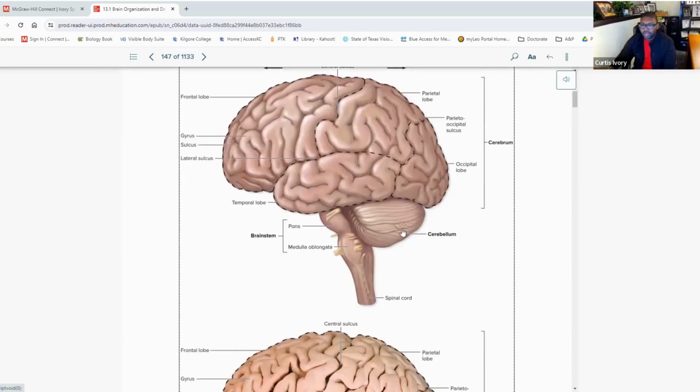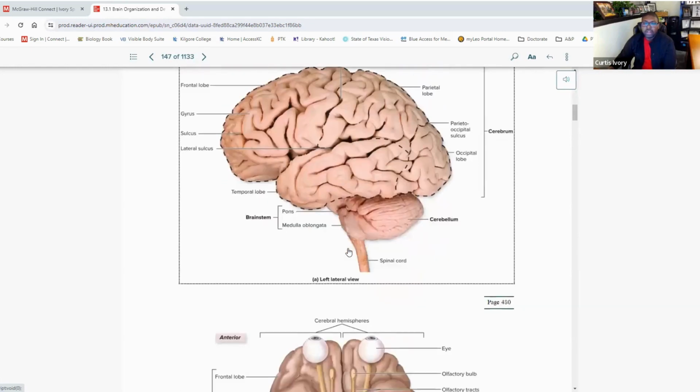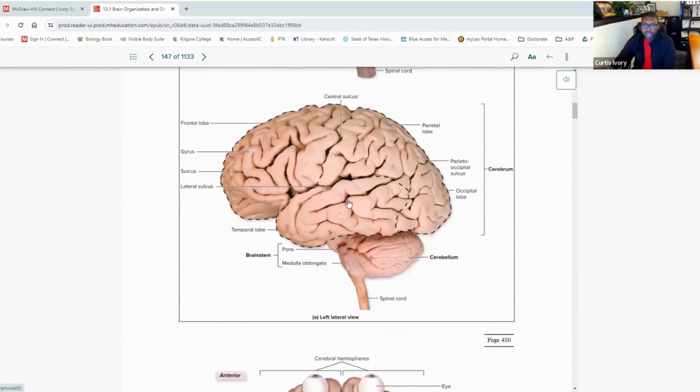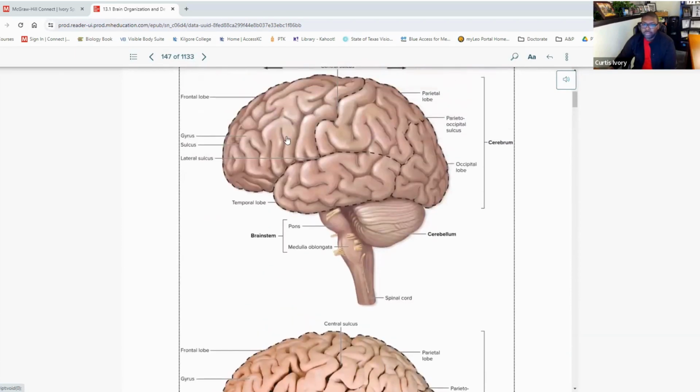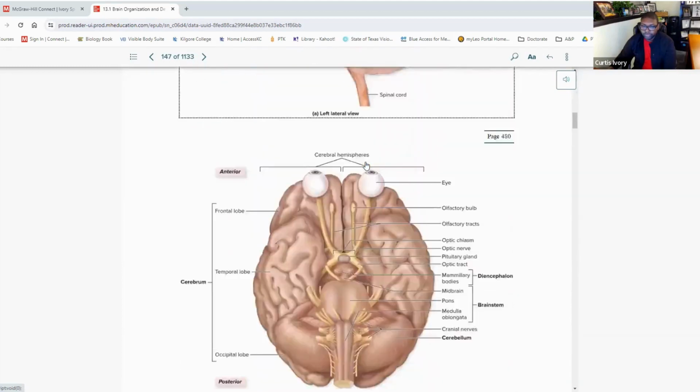Additionally, we have the cerebellum that's down here. That's going to be at the inferior portion of our brain. And then we have the pons and the medulla oblongata, which is one of the beginning portions of our spinal cord. So this is what our brain actually looks like if we were to take one out. It looks very similar to the illustration.